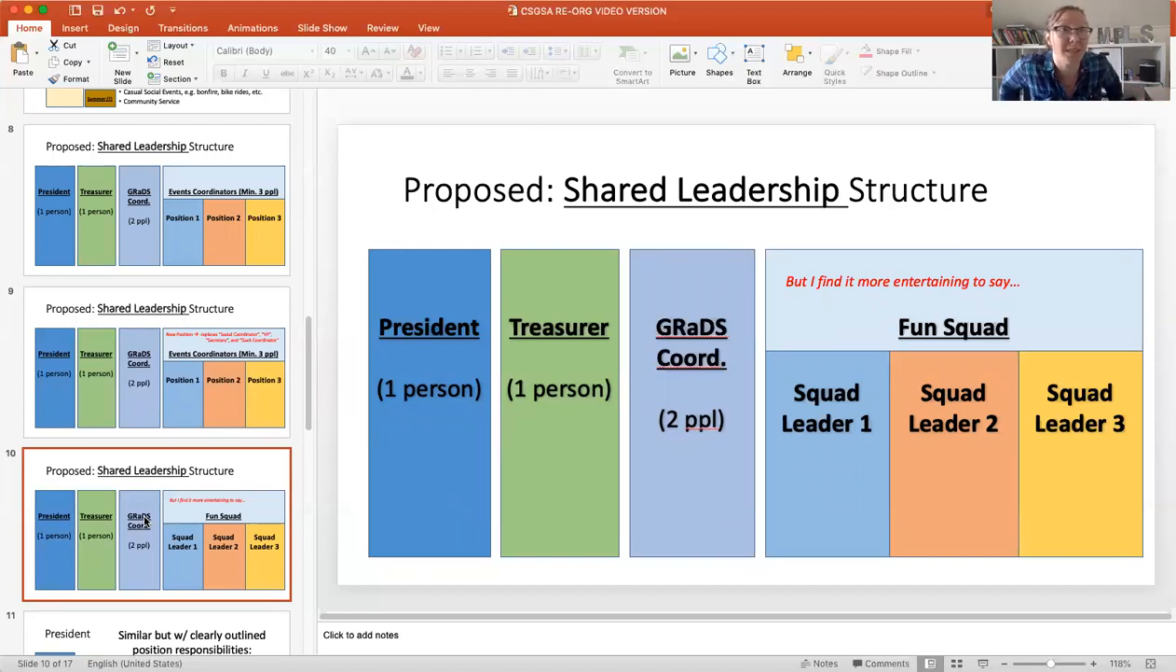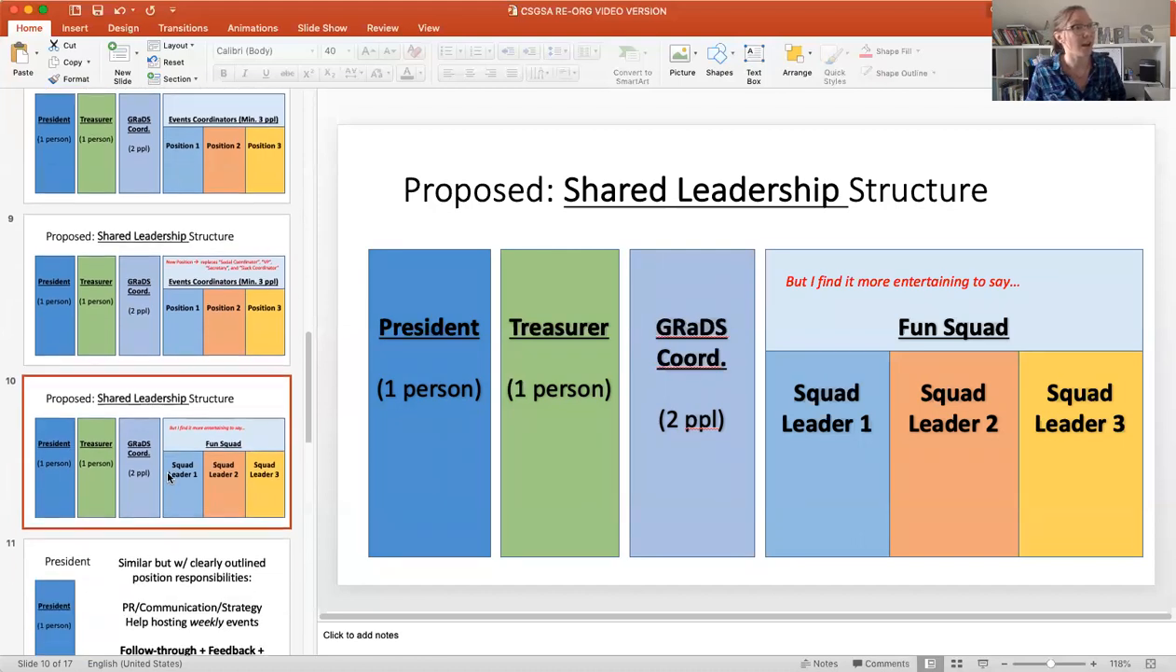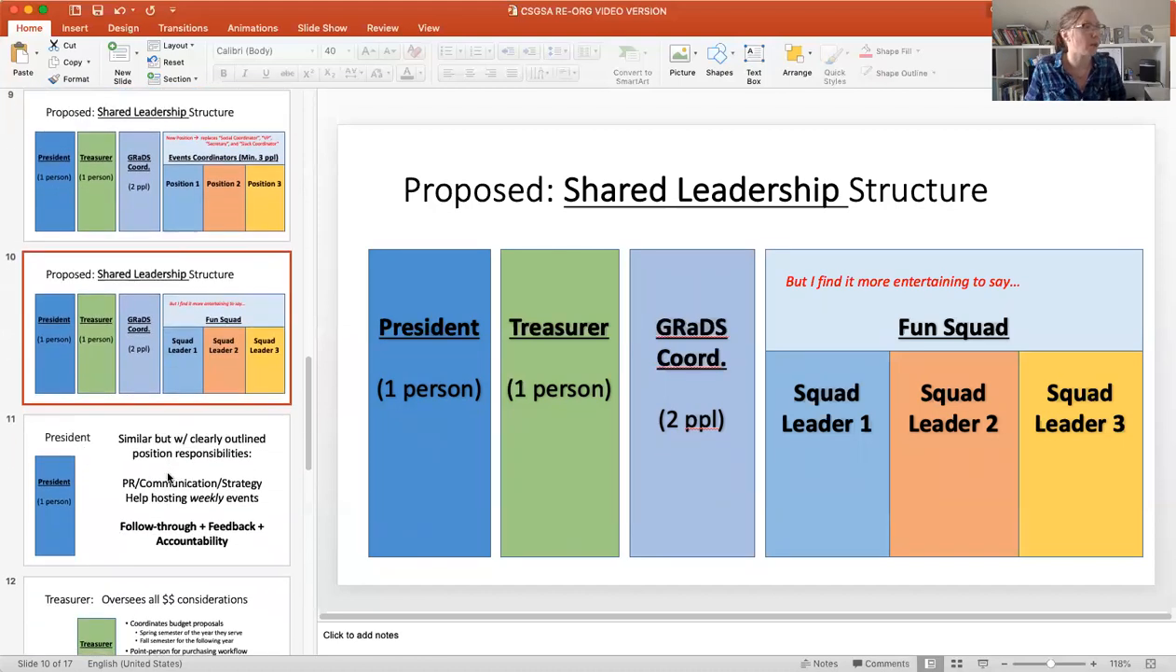In my role as president this year, I've definitely done some of the work of organizing some of the social events and some of the online Slack activities, and it's actually been a very collaborative endeavor, and I just have a really fun time throwing ideas around and then actually executing them with people in CSGSA. So we're just going to call it the fun squad for now.